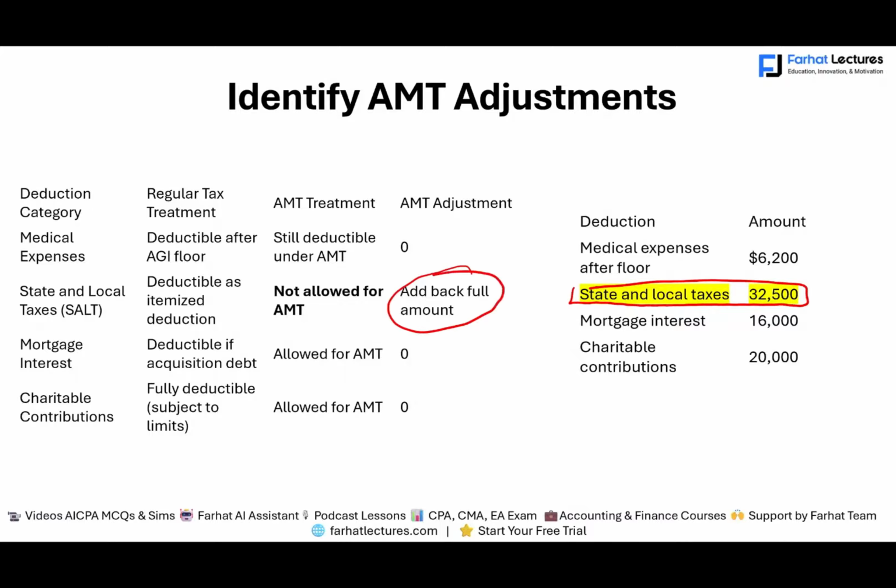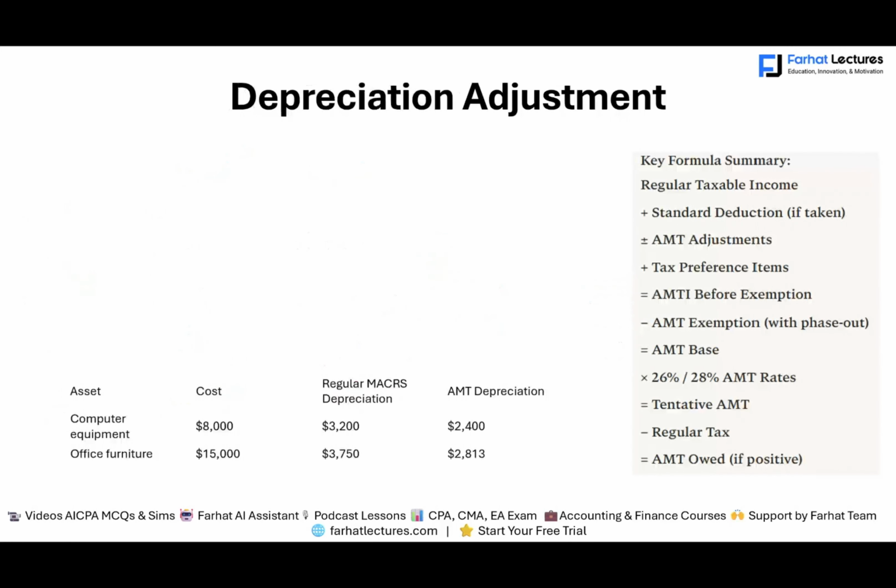32,500. We add the full amount back because the medical expense is allowed for regular, allowed for AMT, therefore no adjustment. Same thing with mortgage interest, allowed for regular, allowed for AMT, and the same thing for charitable contribution. So the only thing that we have to add back now is state and local taxes, 32,500. So we're done with one adjustment. So we're still working with adjustments.